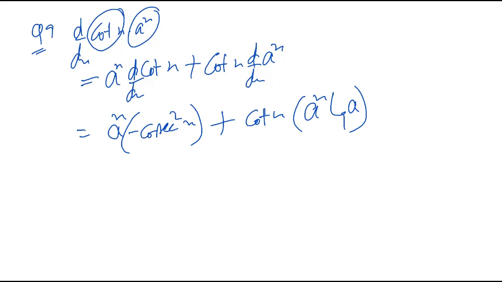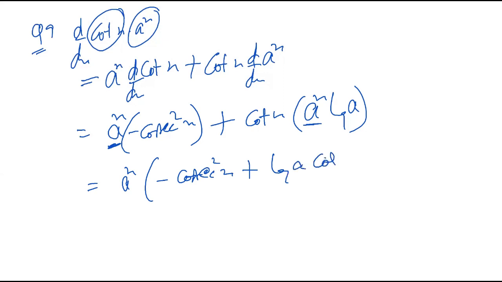What else can we do now? We can take a power x common from these two parts, which will give you the result as a power x. In the bracket, you are having minus cosec square x plus log a and cot x. This is the required part.